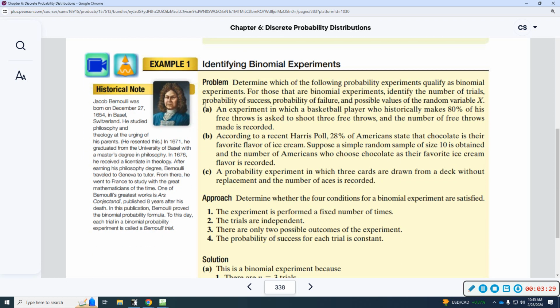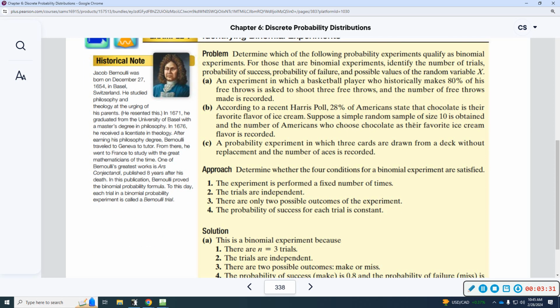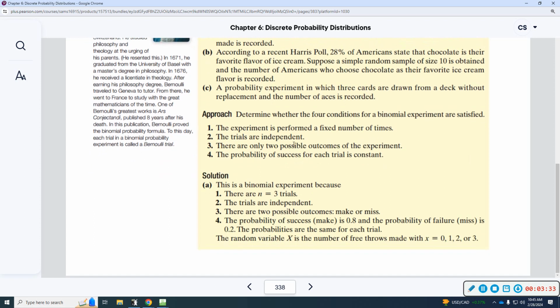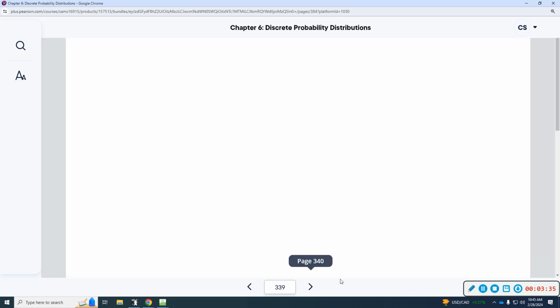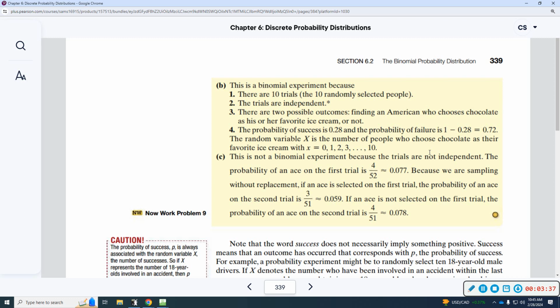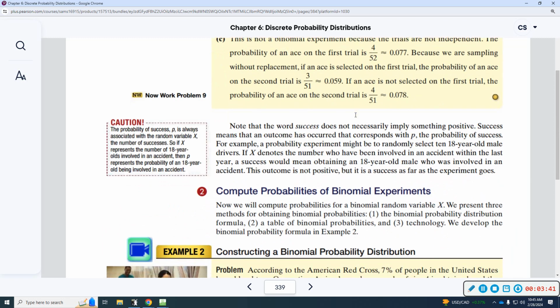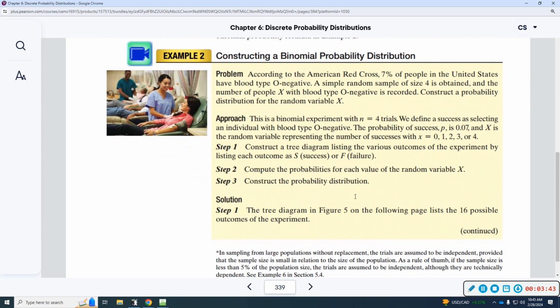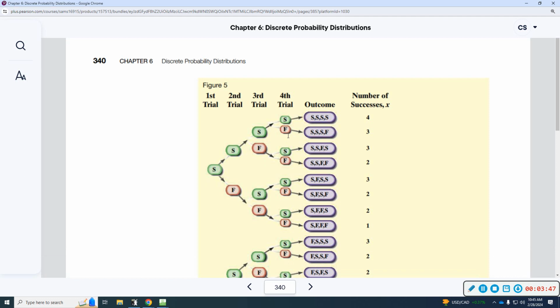So then you have some examples of trying to identify if it's going to be binomial or not, and you can read through those, but I will spend time giving you some examples in my math lab. You've got several different examples you can use, how to identify success and failure if it's staying the same.